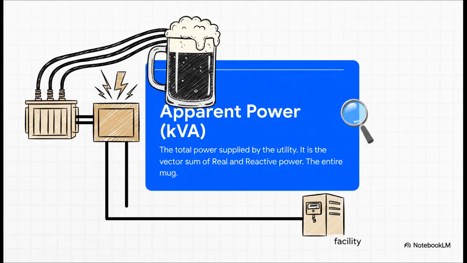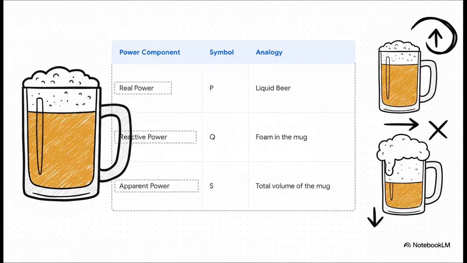And last but not least, we have apparent power, measured in kVA. This is the whole shebang, the entire mug, beer and foam combined. It represents the total amount of power your utility has to be prepared to deliver to you. And think about it. They have to build all their infrastructure, their cables, transformers, everything, big enough to handle that entire mug.